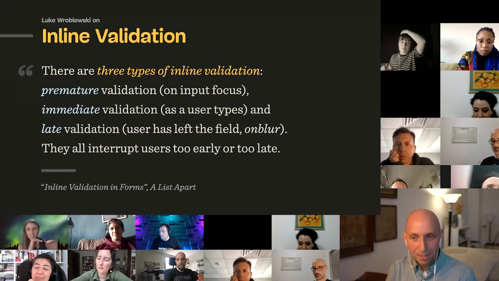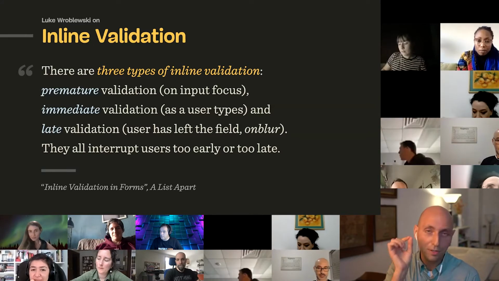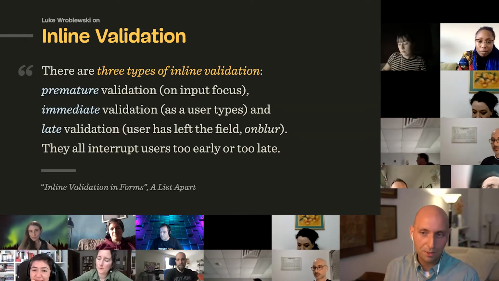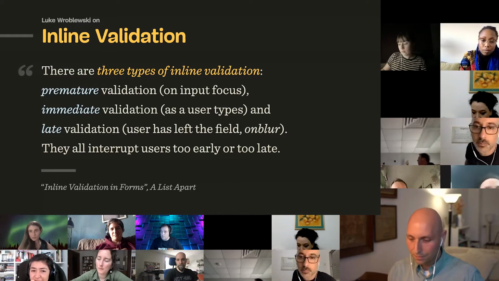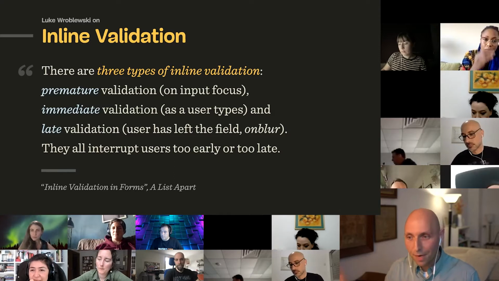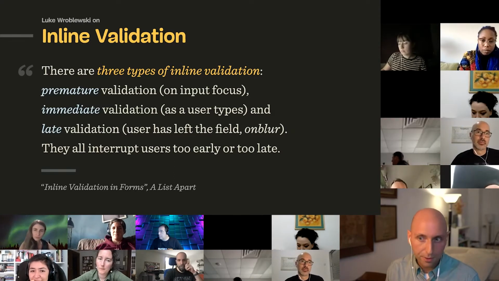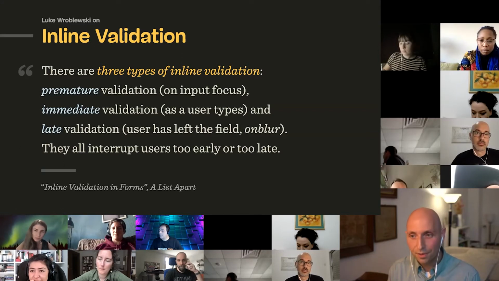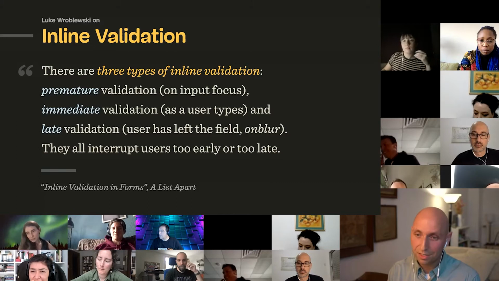Then you have immediate validation. That's just premature. That's too early. Somebody just focused on the input field. Giving them an error is just not cool, right? Then we have immediate validation. As a user types, sometimes we can have a threshold, and after a particular number of characters, we start validating. It's very difficult to get right. It requires quite a bit of logic. You need to do that for every single input field. It can be quite frustrating and annoying, especially because it's really hard to get it right.